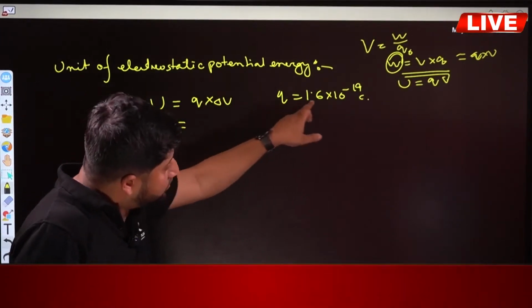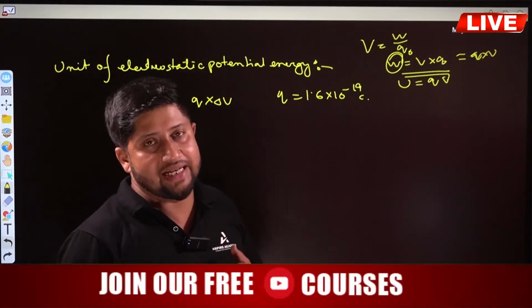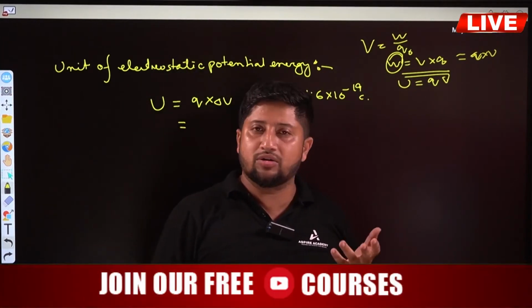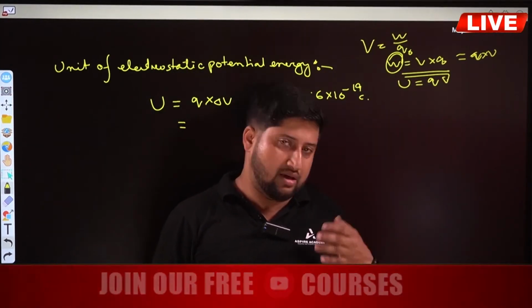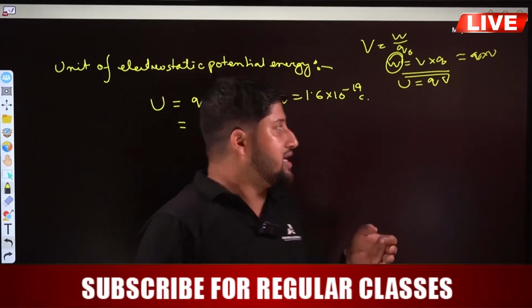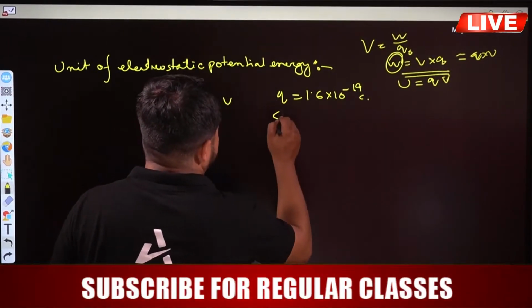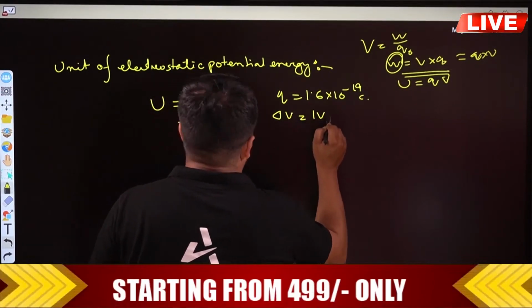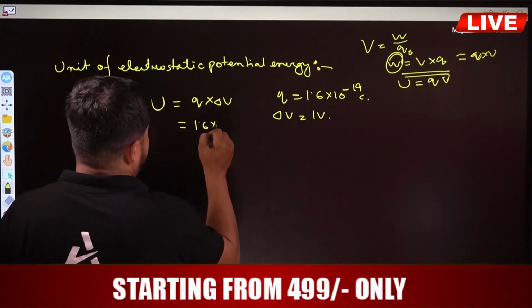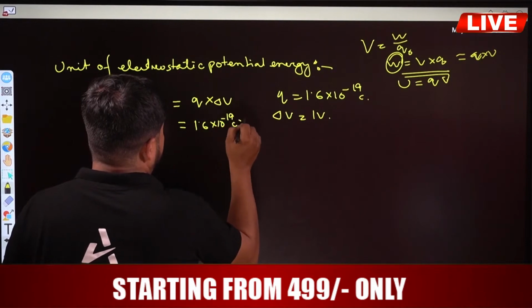So here Q is equal to what? 1.6 into 10 to the minus 19 coulomb, whether it is one electron or one proton. So this value is always constant. This constant is 1.6 into 10 to the minus 19 coulomb. Another one, del V means a small amount of voltage, we can call it 1 volt. So now place this: 1.6 into 10 to the power minus 19 coulomb into 1 volt.